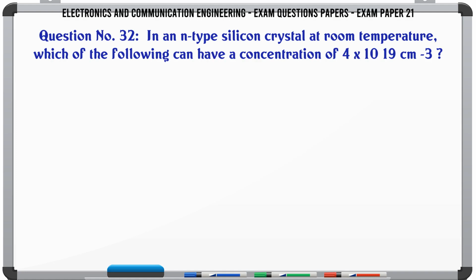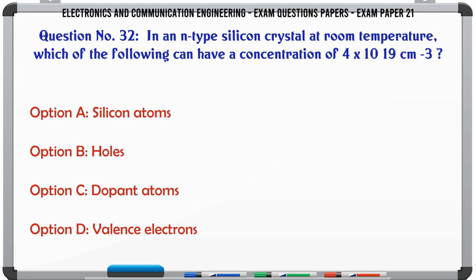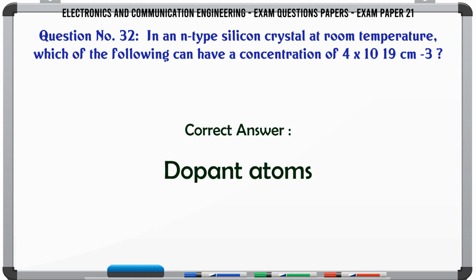In an N-type silicon crystal at room temperature, which of the following can have a concentration of 4 x 10^19 cm^-3? A, silicon atoms; B, holes; C, dopant atoms; D, valence electrons. The correct answer is dopant atoms.